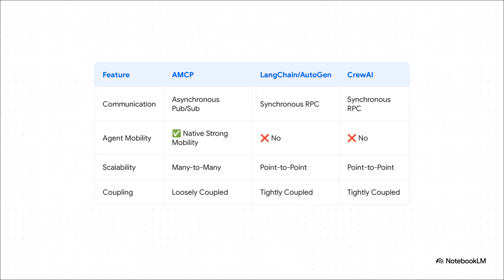Let's put this into context. How does AMCP stack up against tools you're probably already using, like LangChain, AutoGen, or Crew AI? Now, those are fantastic tools, but they're built on that synchronous point-to-point model. AMCP is different in two huge ways. First, its asynchronous pub/sub architecture allows for true many-to-many scalability. And second, it has native, strong mobility. That's a feature you just flat out won't find in the others, and it makes it fundamentally more dynamic.